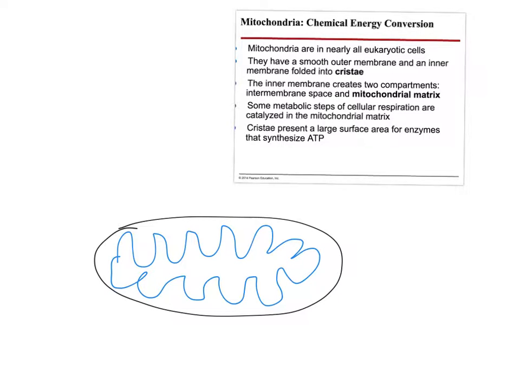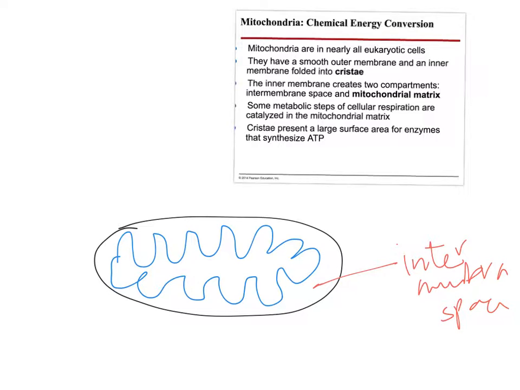The inner membrane makes two compartments, the intermembrane space. So this space right in here, that's your intermembrane space. Okay? So there's different parts of this mitochondria. This is very important when we talk about cellular respiration. All right? When we talk about how the mitochondria produce energy, this is the place that we're going to know: the inner membrane in blue, the outer membrane in black, and the space in between them is very important.